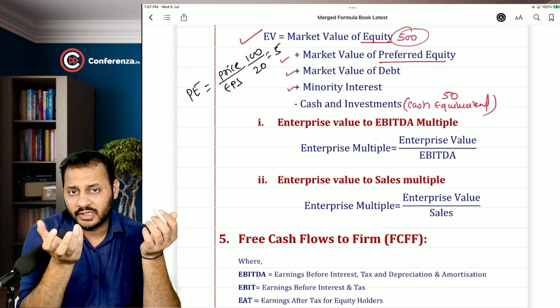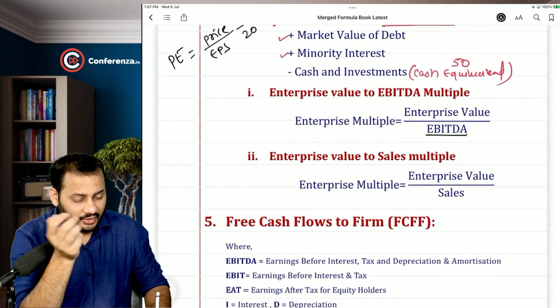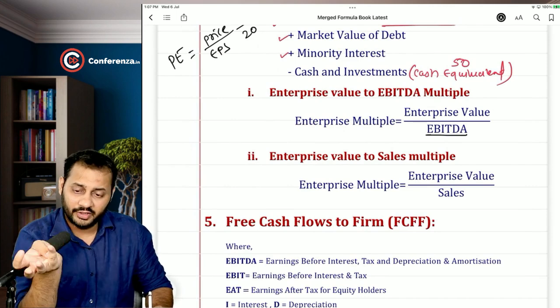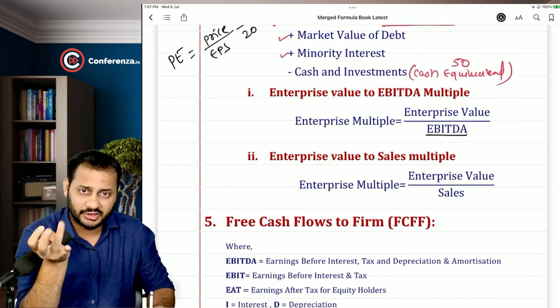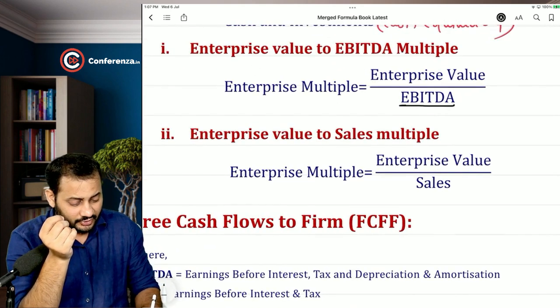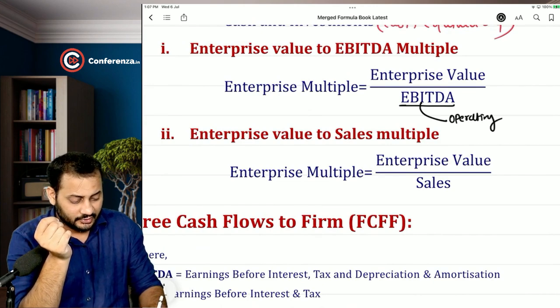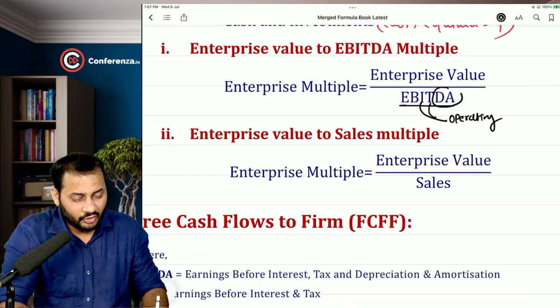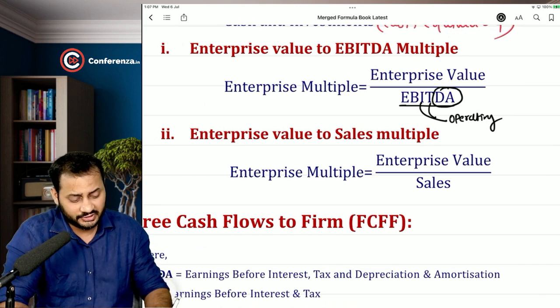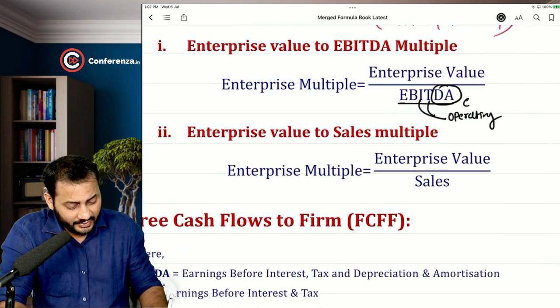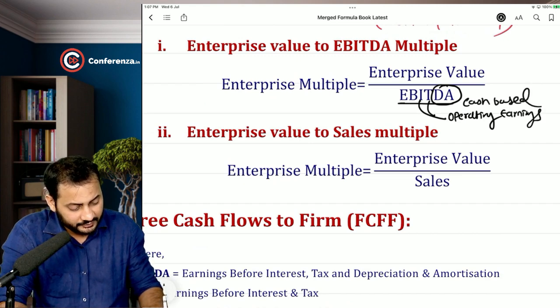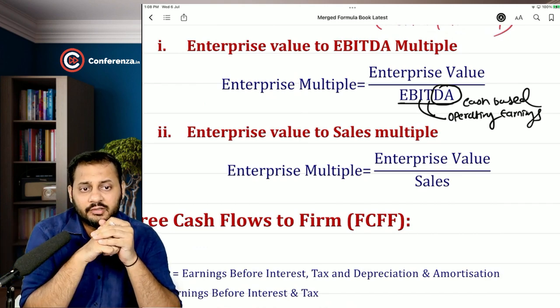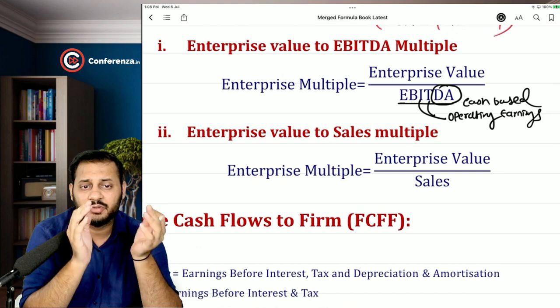And what is the meaning of that? Please understand. EBITDA is also earning, but it is earning before interest, before tax, before depreciation and amortization. Because it is taken before interest, I will say this is operating earning. This is before tax, so these are before-tax earnings. Also this is before any non-cash expenses, that is depreciation and amortization. So I can say these are operating earnings, cash based operating earnings. Not the entire, but cash based. Non-cash expenses have not been deducted yet.